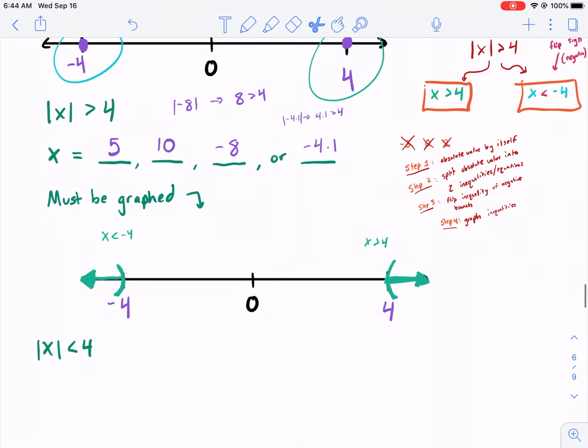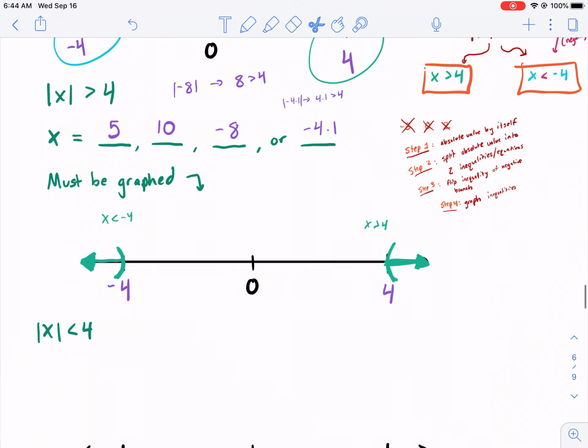Look at that beautiful solution set. Now that incorporates all the answers we already came up with right here. All those answers are represented there and there. And then more answers are represented.